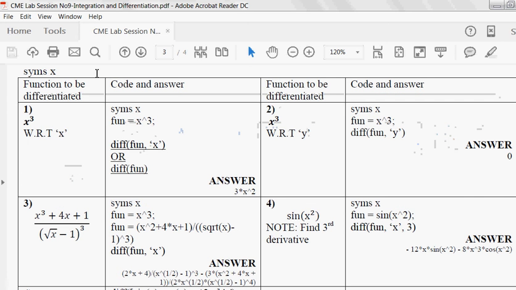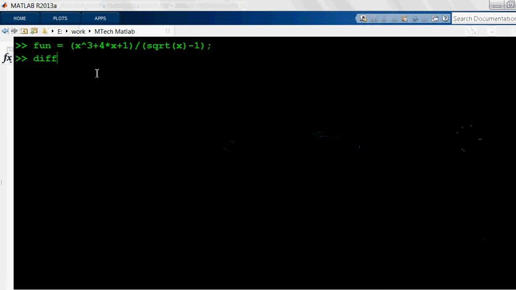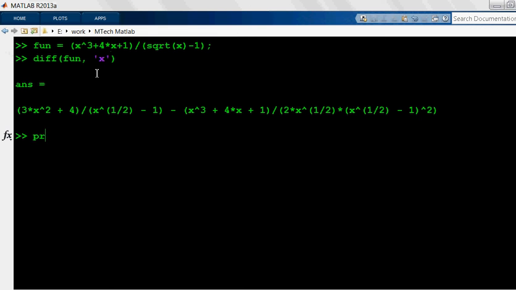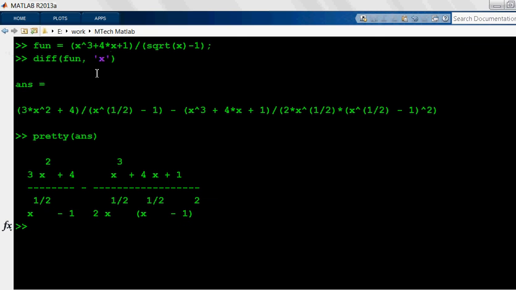Now all I have to do is differentiate this particular function with respect to x. So I have to differentiate the function with respect to x, pretty ans. So this is my answer. Okay, this is the answer for the differentiation.